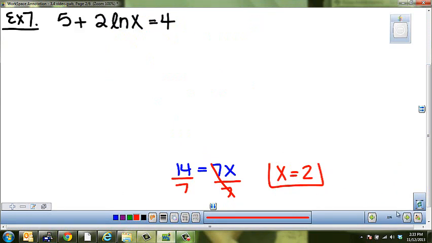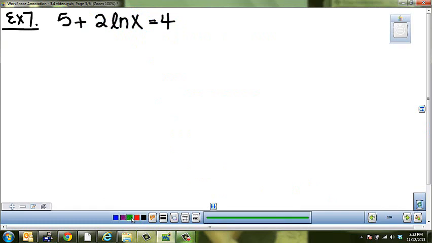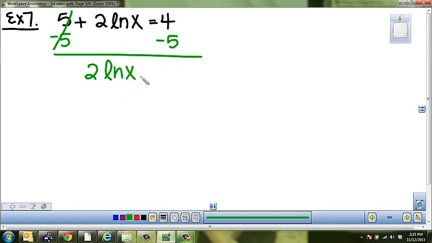Okay. On this example, you only have a single log term. We have this natural log expression right here. So you're not going to be matching them on the left and right side of the equation to cancel. Okay, we're going to work this to try and get x by itself. So first we'll move this constant to the opposite side. We end up with 2 natural log of x equals negative 1. Get rid of the coefficient that's being multiplied, so I divide.